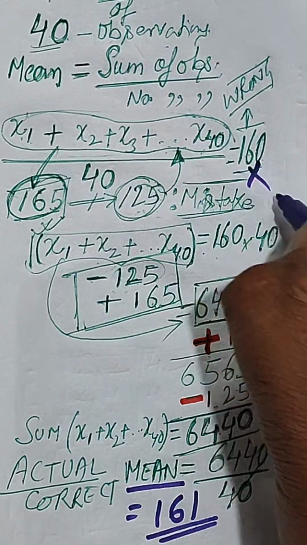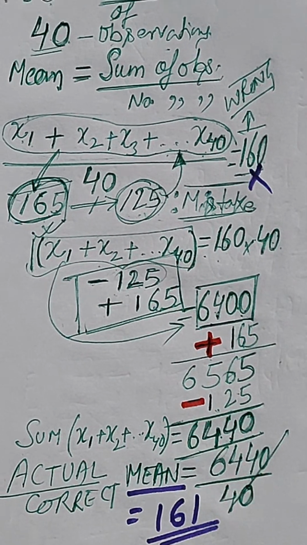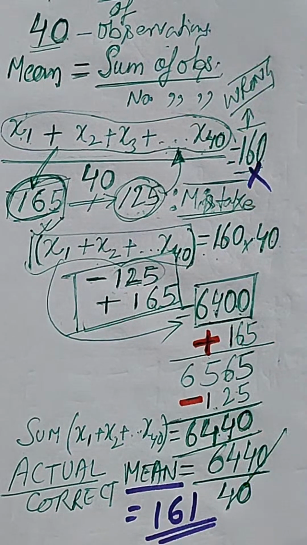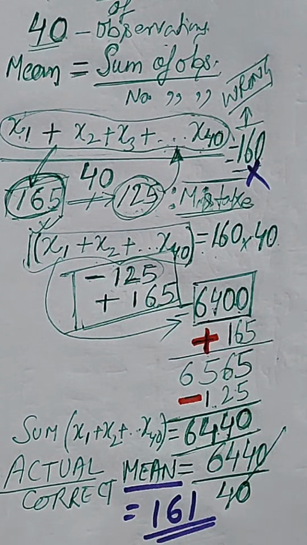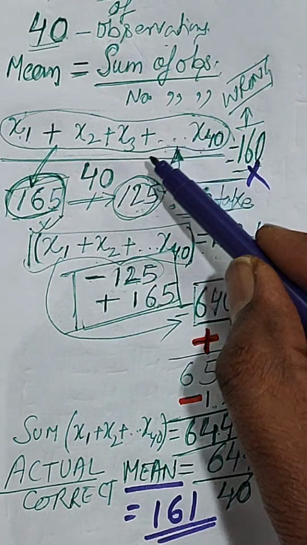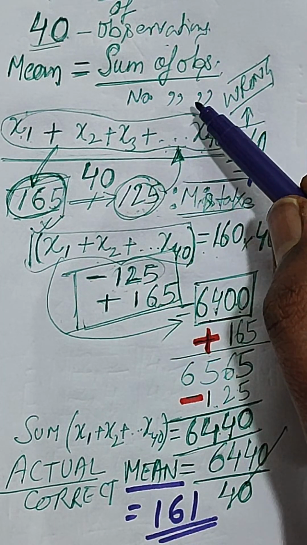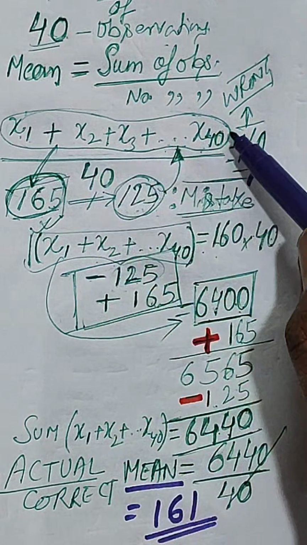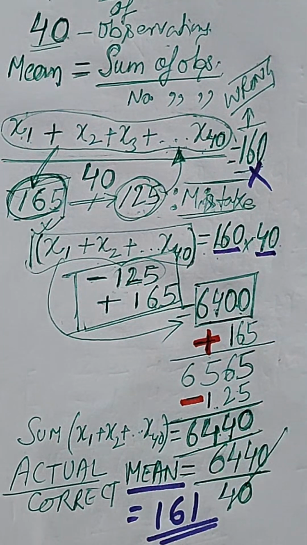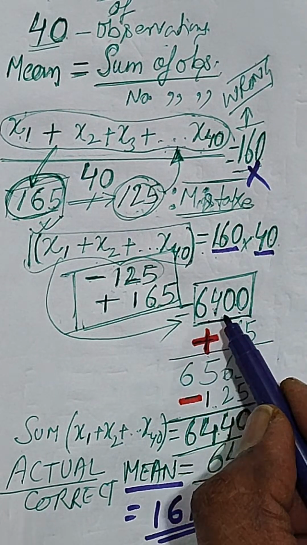Because this 160 was the wrong value which was wrongly calculated, right? So my dear friends, I think you easily understand it, right? So any such questions of mean when a wrong data is considered in place of the right data, what we do, we just simply use the formula of the mean, that is sum of observations by the number of observations. From here you find the total sum value, which is calculated by mean into the number of observations, right? From here, the total sum is calculated, that is 6400.